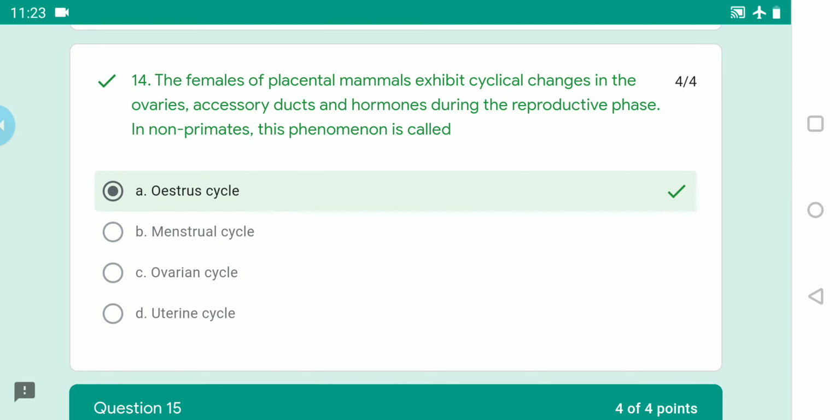What about the females of placental mammals? They exhibit cyclic changes in the ovaries, accessory ducts and hormones during the reproductive phase. In primates, it is the menstrual cycle. In non-primates, it is the estrous cycle. So in which organisms can we generally find the estrous cycle? Cow, sheep, deer, dog, tiger. Generally they are known as non-primate mammals. Which is the right answer? Option A.